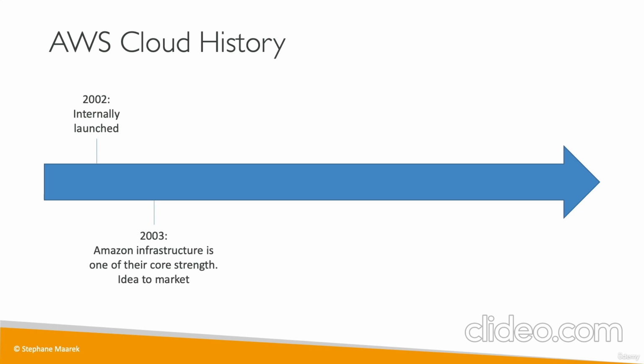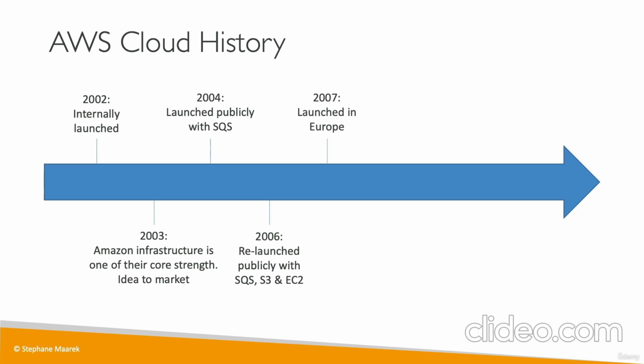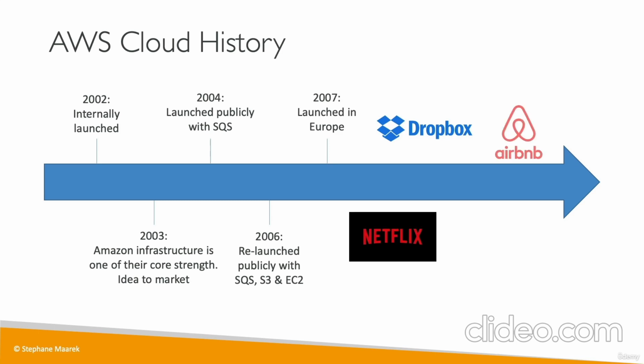So they launched their first offering publicly, which was SQS in 2004. In 2006, they expanded their offering and they relaunched with the availability of SQS, S3, and EC2. Don't worry, we'll see all these services in this course. Then they expanded and they said, you know what, we don't have to be just in America, we could be in Europe. And then fast forward to today, we have so many applications that used to run or are still running on AWS, such as Dropbox, Netflix, Airbnb, or even NASA.